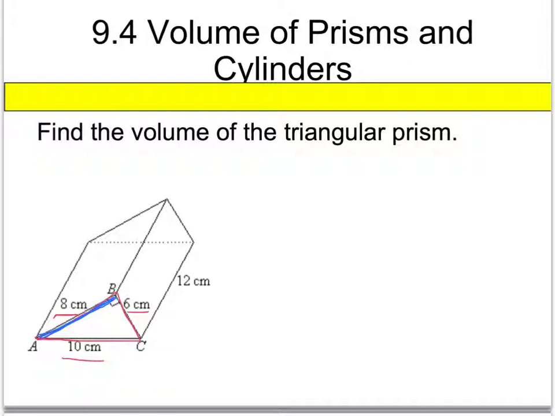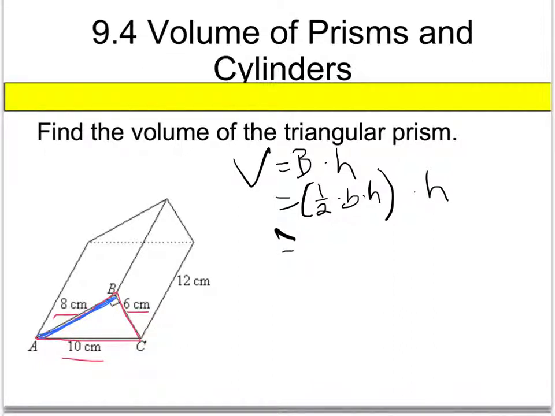So again, our volume is equal to the area of the base times our height. Well, we know the base is a triangle. What is the area of a triangle? We know that. What is it? You're right. It is half times base times height. And we need to multiply that times the height of the overall triangular prism.